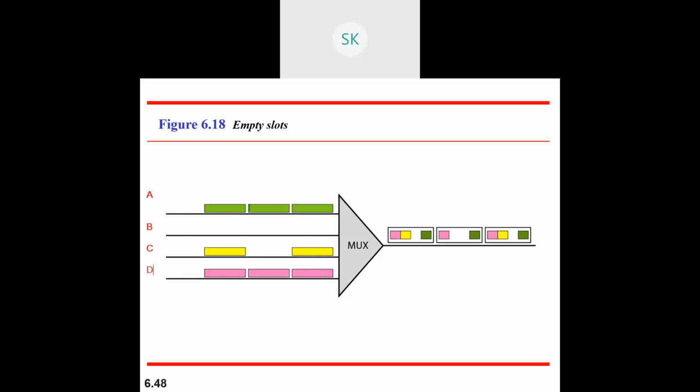We have 4 channels: A, B, C, D. Channel A is transmitting 3 bits. Channel B is not interested in transmitting any bits. Channel C is transmitting only 2 bits, leaving 1 bit empty, whereas channel D is completely participating.